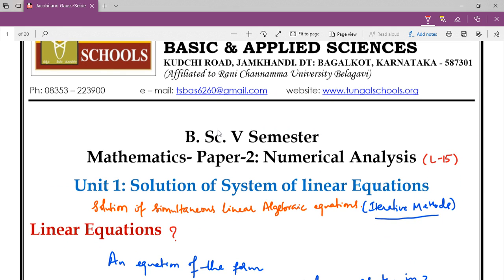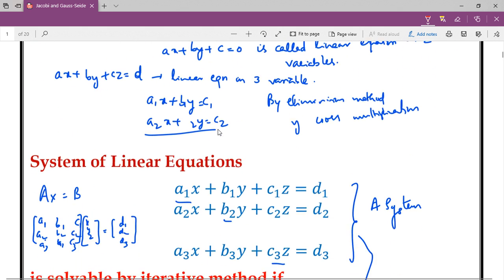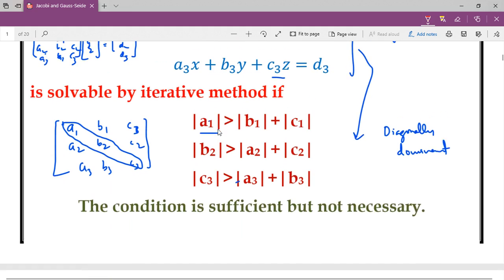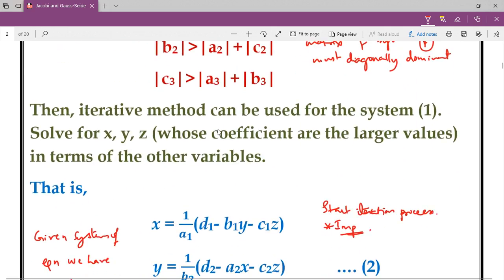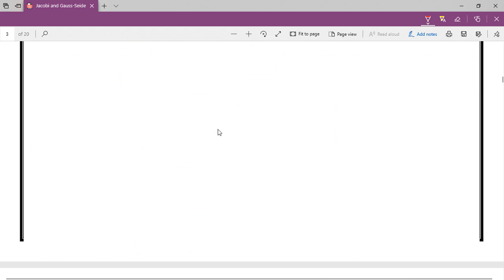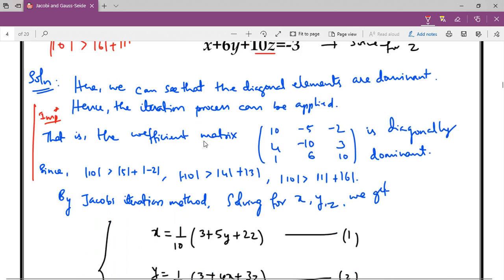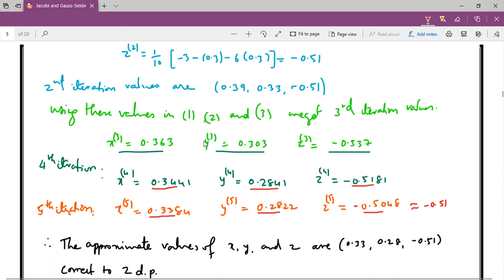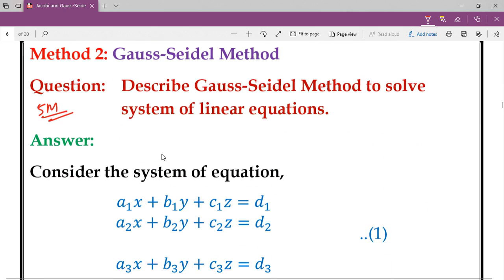So far we are dealing with the solution of system of linear equations, that is, solution of simultaneous linear algebraic equations. So far we have seen what is a linear equation, a system of linear equations, and when it is solvable by iterative method, and we have seen the Jacobi-iteration method as well as the Gauss-Seidel method, and we have given a comparison between the Gauss-Seidel and Jacobi-iteration, as well as we have seen one example solved by Jacobi-iteration method, and the same example we have solved by Gauss-Seidel method also, and we got the approximate values of the roots.